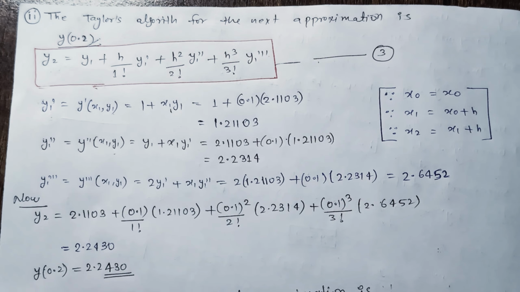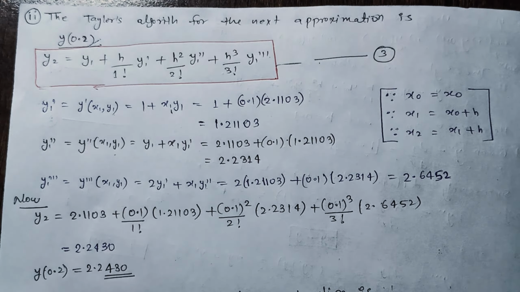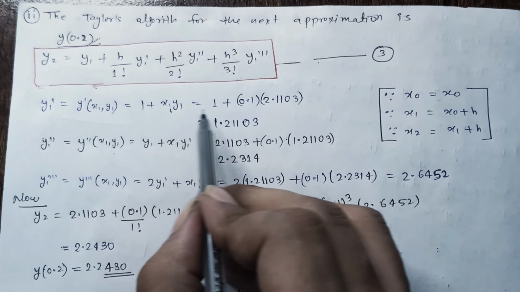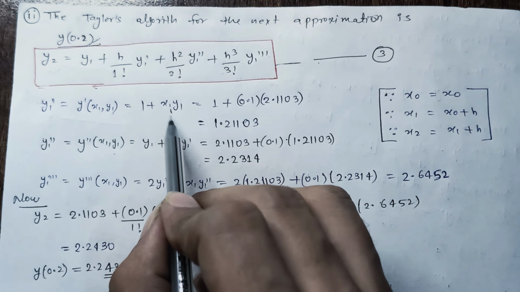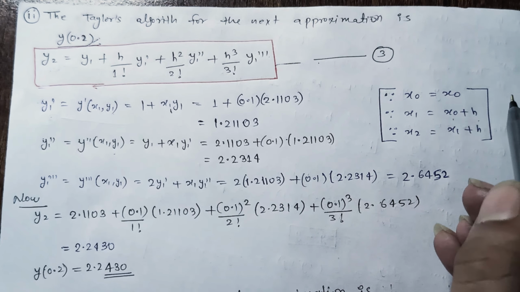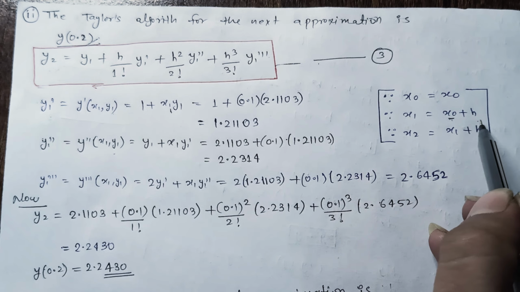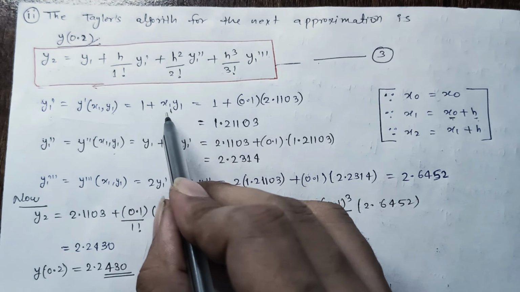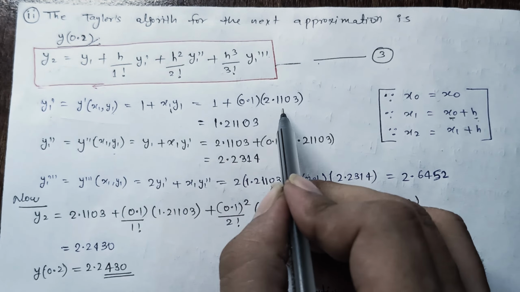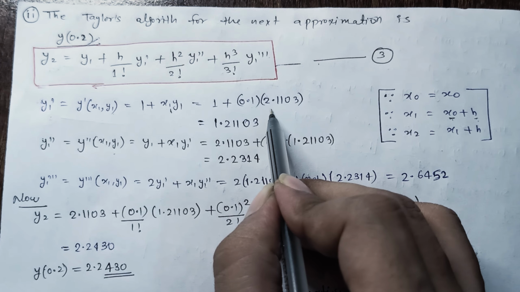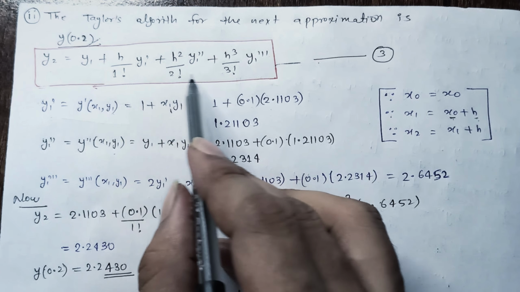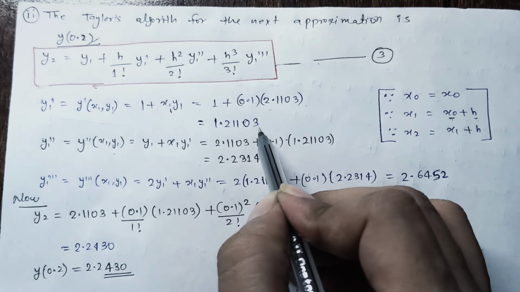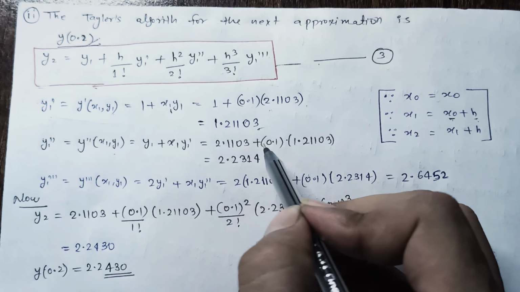So let's see. After applying this value, x1 is x naught plus h. So x naught is already 0 and h is here 0.1. So we are going to put 0.1 in the place of x1, and y1 equals the value of y1 we have evaluated after the Taylor's algorithm, where we obtained 2.1103. So after calculating it, we are going to see 1.21103.